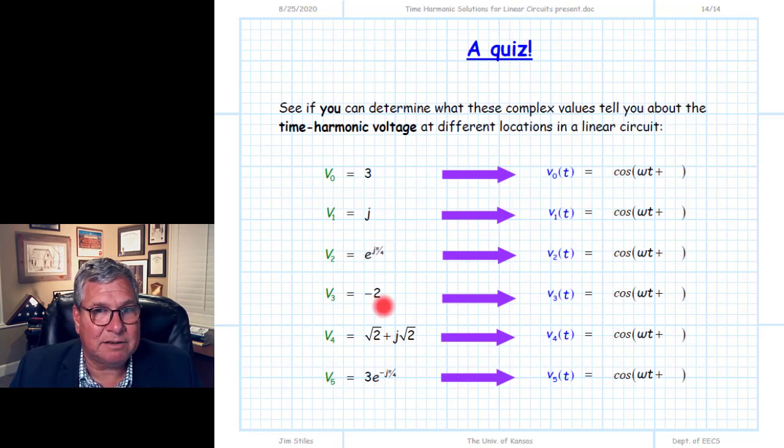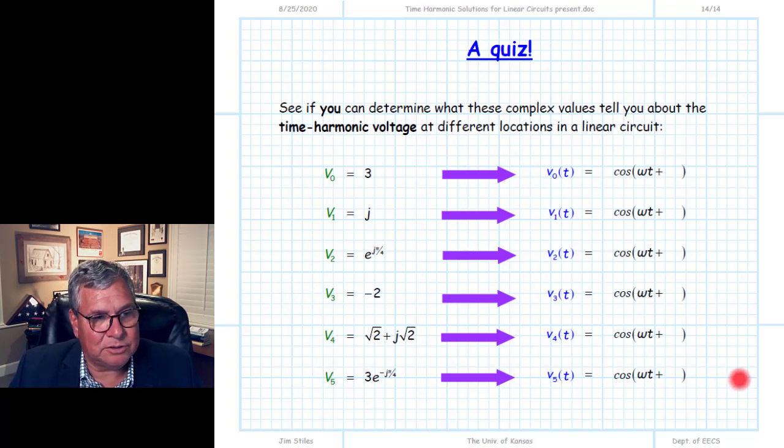What is the phase of -2? Well, that's the phase of -1, which is pi. e to the j pi is equal to -1, and therefore -2 is equal to 2 times e to the j pi. The magnitude of the oscillation, therefore, is 2, and the phase is pi, or 180 degrees. Make sure you can go back and forth in this analysis.